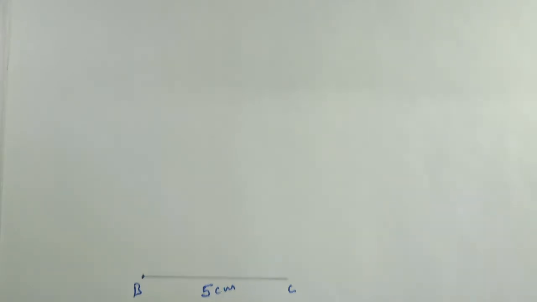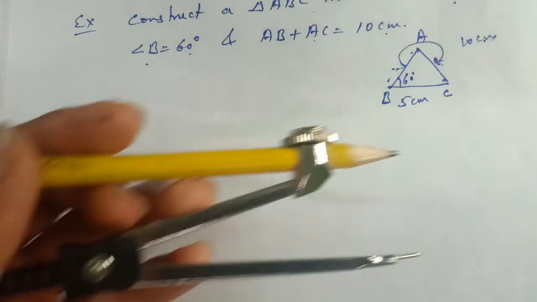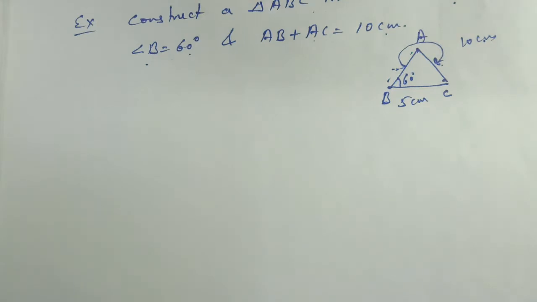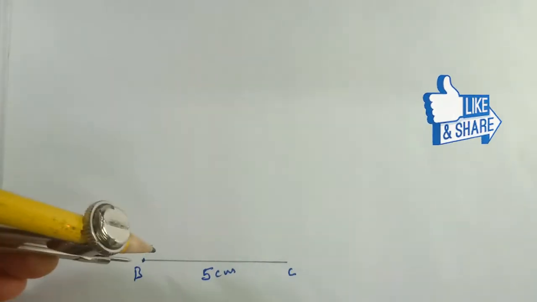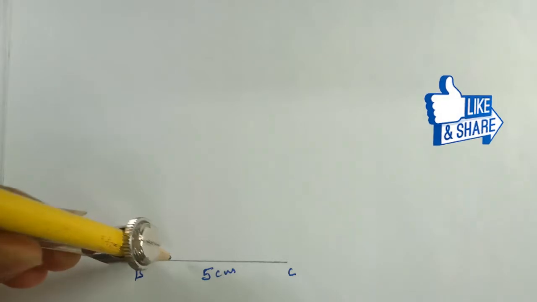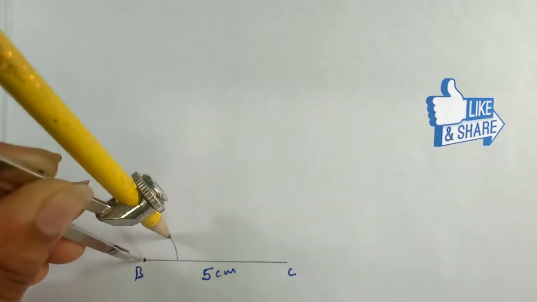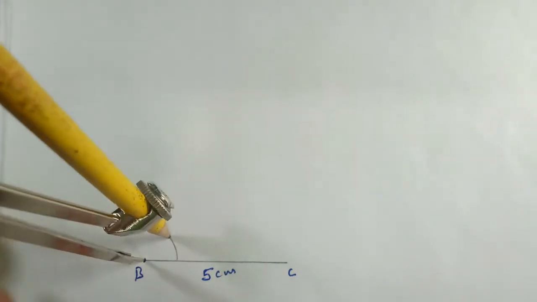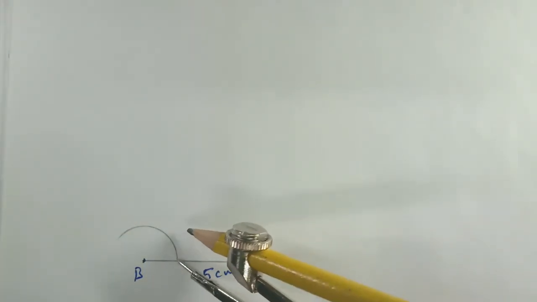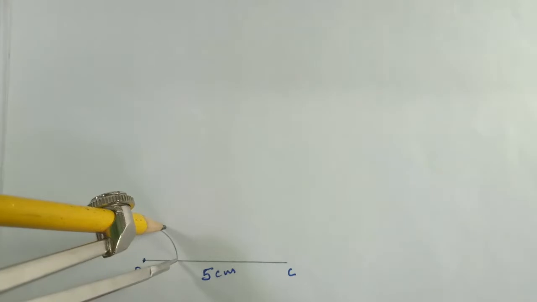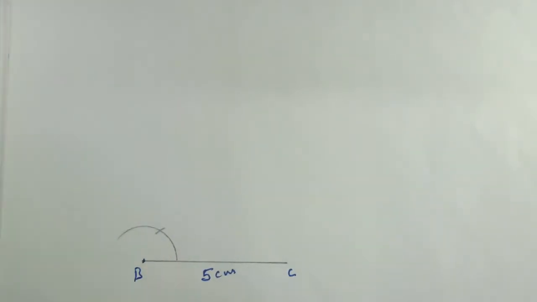Then angle B is 60 degree. So we have to use the compass for drawing the angle of 60 degree. Just open the compass a little bit, means take a little measurement in the compass. Draw an arc keeping it at point B. We get a point on the line, make a cut. This first cut is of 60 degree.